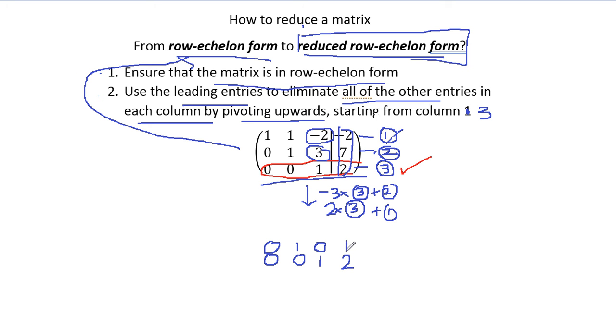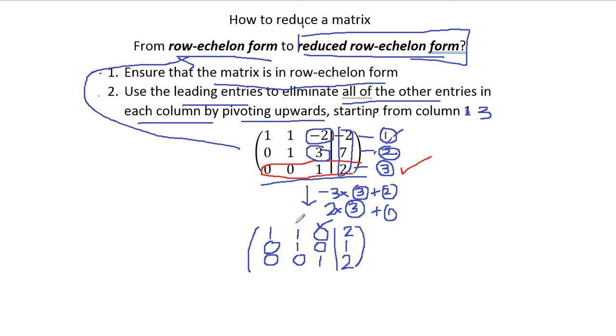And now to eliminate the entry in row 1 of column 1, it's 2 times row 3 plus row 1. So it's 2 times 1 equals 2. 2 minus 2 equals 0. Here 2 times 0 equals 0. 0 plus 1 equals 1. Here 2 times 0 equals 0. 0 plus 1 equals 1. And now here 2 times 2 equals 4. 4 minus 2 equals 2. So now we have already eliminated the entries in this column.